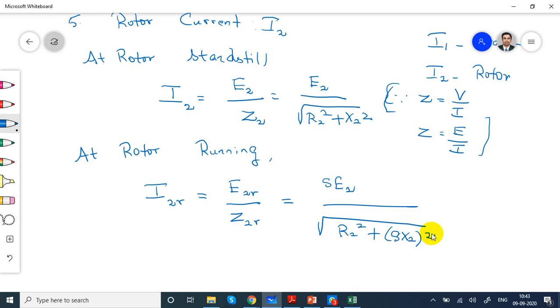In your examination you have to write: derive an expression of slip parameters in rotor of 3-phase induction machine. Means immediately you have to write all these 5 expressions. The first one is rotor frequency, second is magnitude of rotor induced EMF, third is rotor reactance, fourth is rotor power factor, fifth is the rotor current.